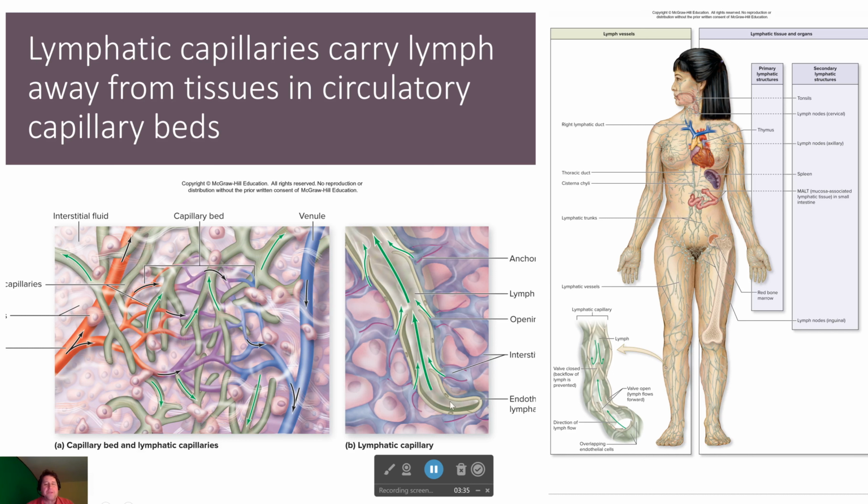You can see that they end. They are not continuous round and round. They stop here, or rather, they start. This really isn't an end, it's a start. And then they end in the thoracic duct. So we'll talk about those lymphatic ducts.